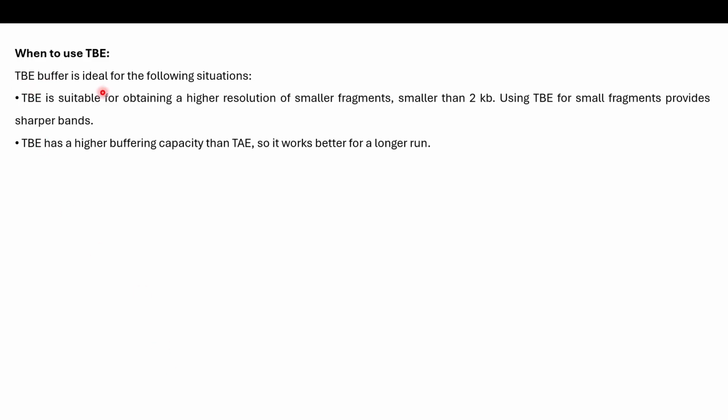Okay, now when to use TBE? TBE buffer is ideal for the following situations. TBE is suitable for obtaining a higher resolution when you are working with smaller fragments of less than 2 kilobases long, and using TBE for small fragments provides sharper bands. TBE has been shown to have a higher buffering capacity than TAE, so it works better when runs have to be longer. Okay, when you have to run a sample for a longer time, because TBE has higher buffering capacity, it will be able to maintain that optimum pH range.